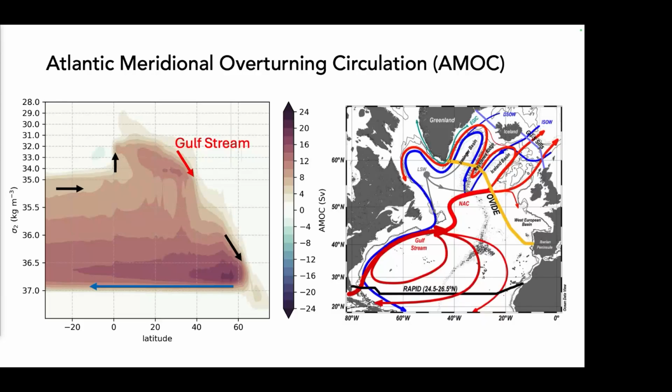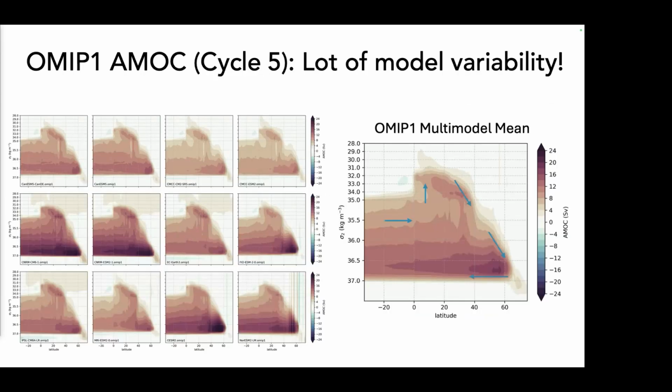Okay, so here's something that I'm pretty sure hasn't been done before. Here is AMOC in sigma coordinates for OMIP1. I've got the multi-model mean here, which looks like what I just showed you, as well as each of the individual models. If you just stare at those, you'll see some have a really dark maximum streamfunction down here, meaning it's a really strong AMOC. Some of them are much weaker.